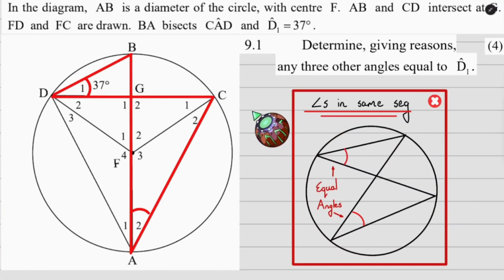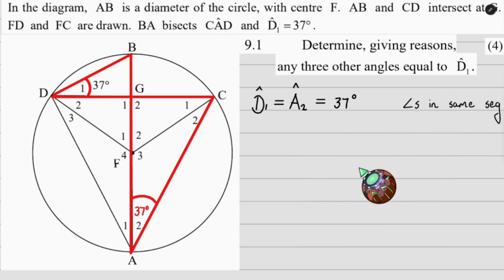So we've discovered our first other angle equal to D1. It's A2. A2 will also be 37 for this reason: angles in the same seg. And we simply just write that up like this. We show the two angles we recognize are equal due to angles in the same segment, and then we state their size. Okay, on to the next one.